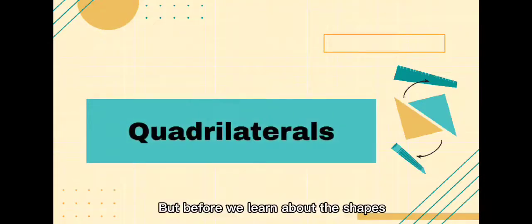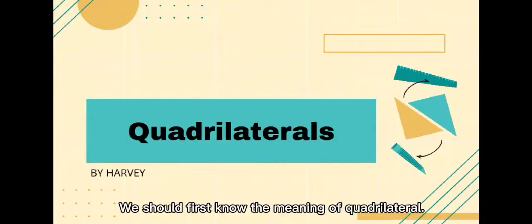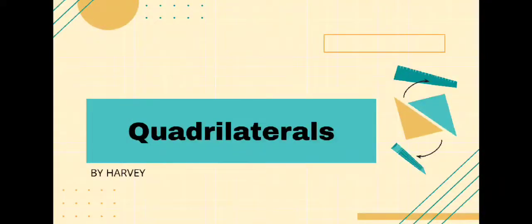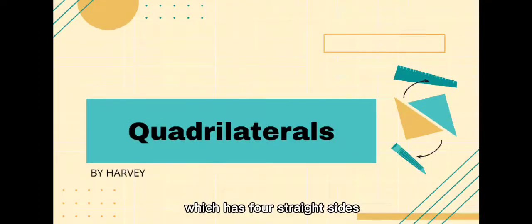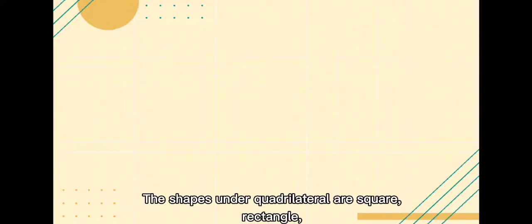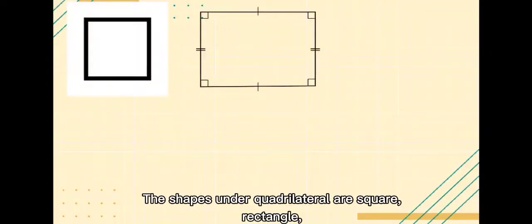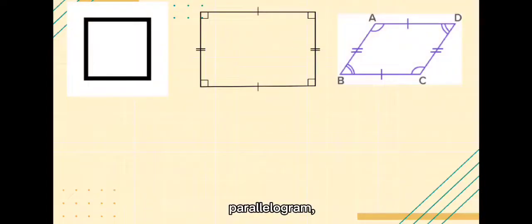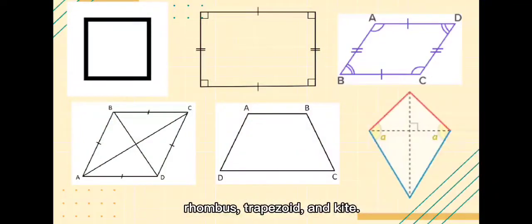But before we learn about the shapes under quadrilaterals, we should first know the meaning of quadrilateral. So what is quadrilateral? Quadrilateral is a closed two-dimensional shape which has 4 straight sides and has 4 vertices or corners. The shapes under quadrilateral are square, rectangle, parallelogram, rhombus, trapezoid, and kite.